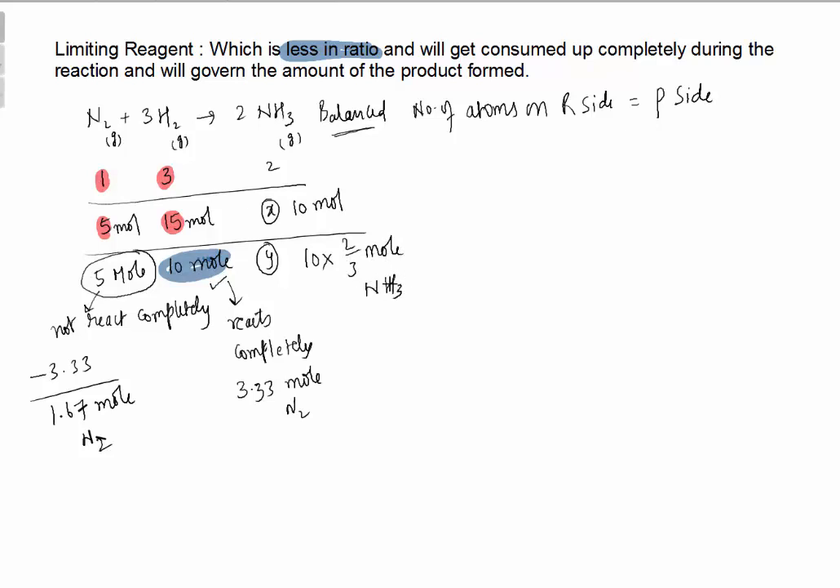Now students may say, sir, how did that come, you did magic. Simple, child, unitary method. 3H2 when reacted completely is giving 2 ammonia. That means 10 mole of this will give 10 into 2 upon 3.